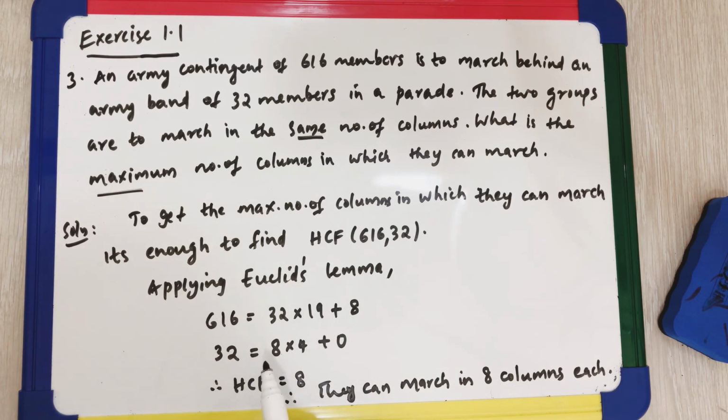Then we get 32 equal to 8 into 4 plus 0. The stage remainder is 0. Therefore, the HCF is the divisor 8. Therefore, they can march in 8 columns each. Here the HCF is 8.